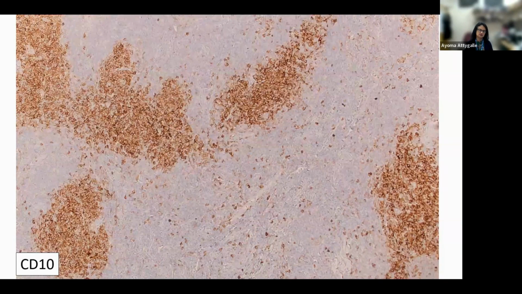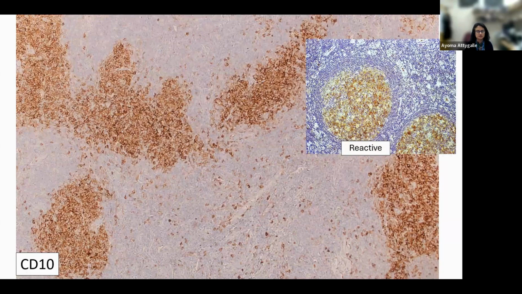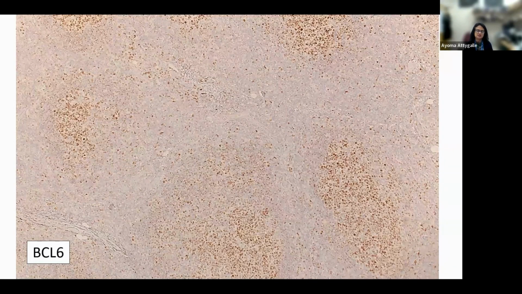This is a CD10. It's positive in the follicular areas, but you're also seeing it in the interfollicular areas, although far fewer. So there's downregulation in the interfollicular area, but nevertheless there is some positivity, which is not what you should see in a reactive follicle, where the germinal center B cells should be confined to the follicle center. Similarly, BCL6 is prominent in the follicles, but downregulated in the interfollicular area.